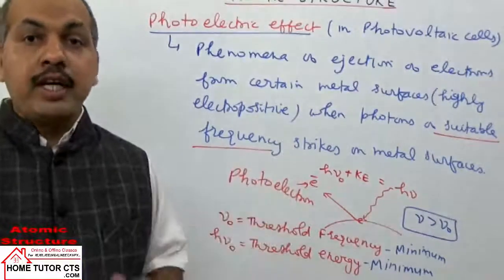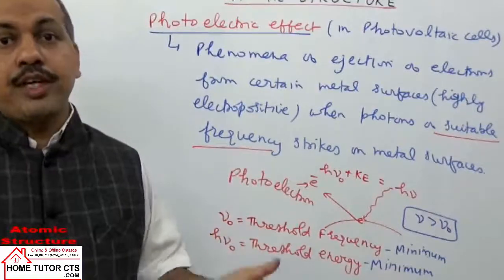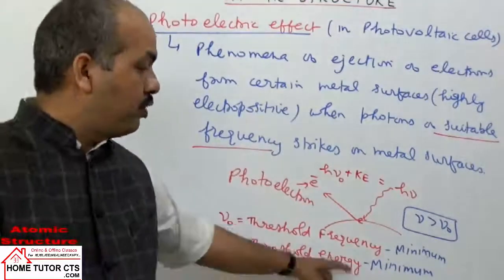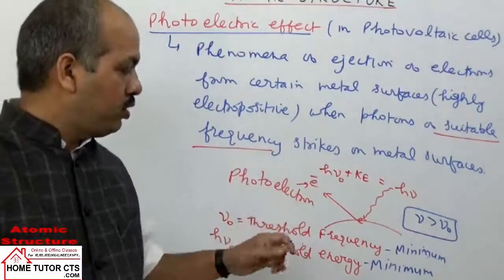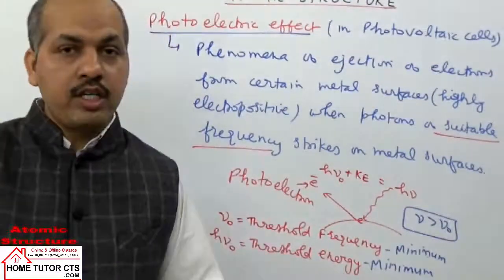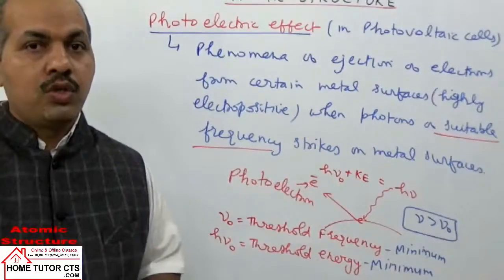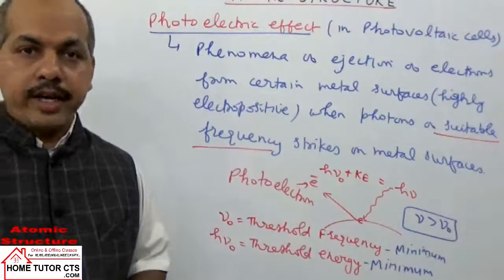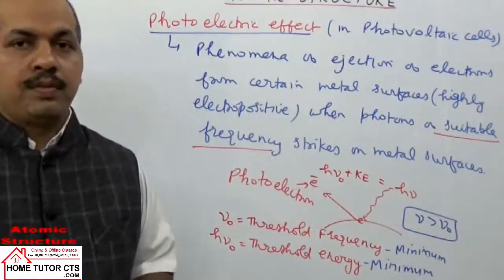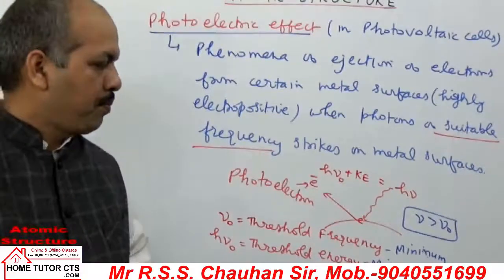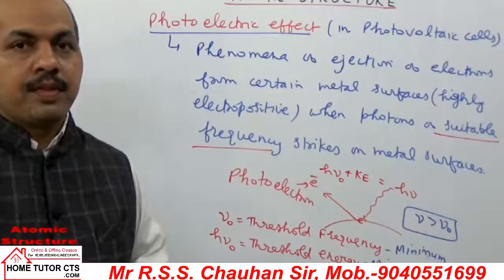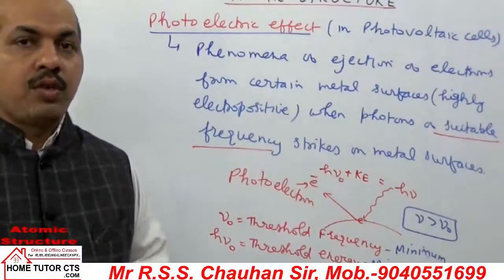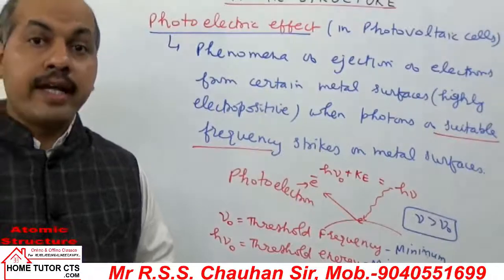लिखिए, a part of energy of photon. Next point, a part of energy of photon equal to h nu naught, that is threshold energy, is used up to overcome the electrostatic attraction force between electron and nucleus, and the remaining part of energy of photon will convert to the kinetic energy of photoelectron.